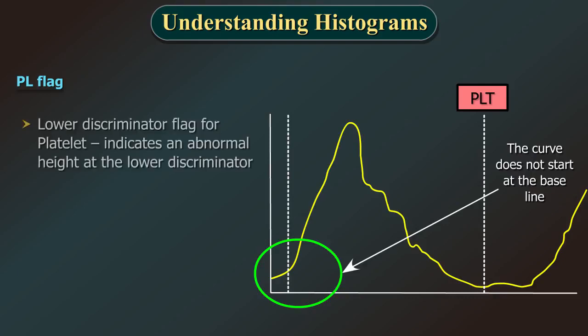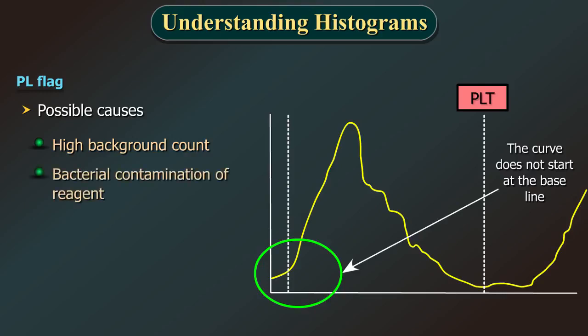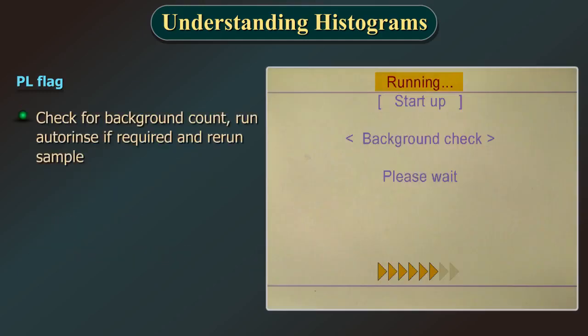PL flag. Lower discriminator flag for platelet indicates an abnormal height at the lower discriminator. Possible causes: high background count, bacterial contamination of reagent, cell fragment, platelet aggregation. Check for background count. Run auto-rinse, if required, and rerun the sample. Check the reagent for any contamination. Sample should be checked as platelet results might be incorrect due to cell fragments or bacteria.